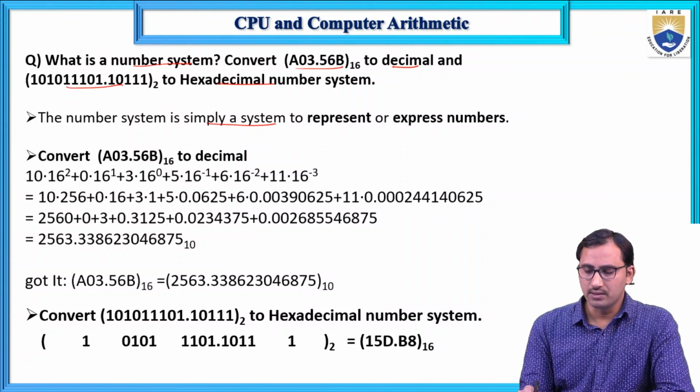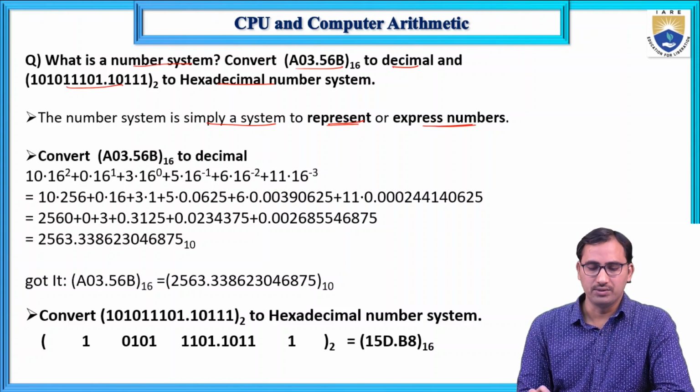The definition of a number system: a number system is simply a system to represent and express numbers. Using this number system, we can represent any number or express various types of numbers.